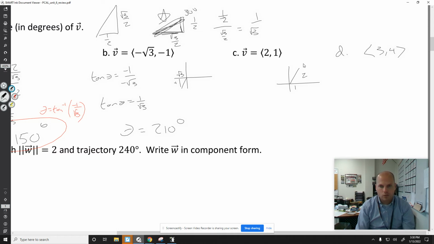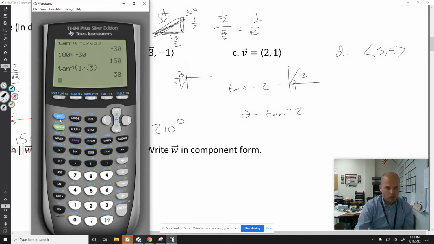1, 2. We would have to set it up as tan inverse of 2. Tan theta equals 2 over 1. I don't know what that is, so we will have to use our calculator here. I thought we didn't, but we do. We are fortunately located in the first quadrant, so I don't have to manipulate anything. 63.43 degrees.